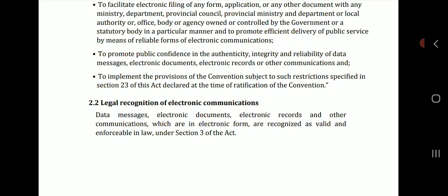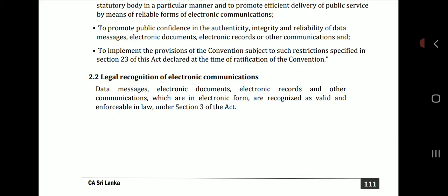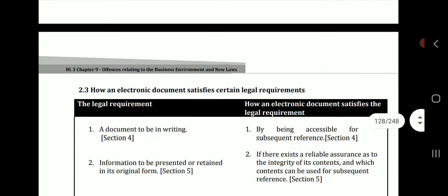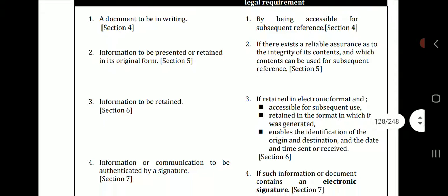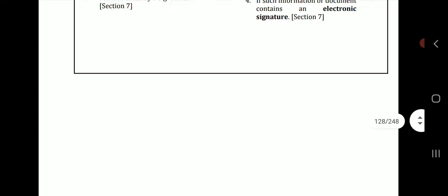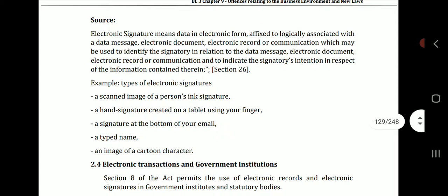And so, what is the legal recognition of electronic communications? Section 3 of the Act says data messages, electronic documents and electronic records, things that have data, a backup, or something stored, will be under this Act. It also says how the electronic form satisfies certain legal document requirements, according to the sections they are going through. Examples of signatures include a scanned image of a person's hand signature, the signature at the bottom of your email, a typed name, or an image of a cartoon character.